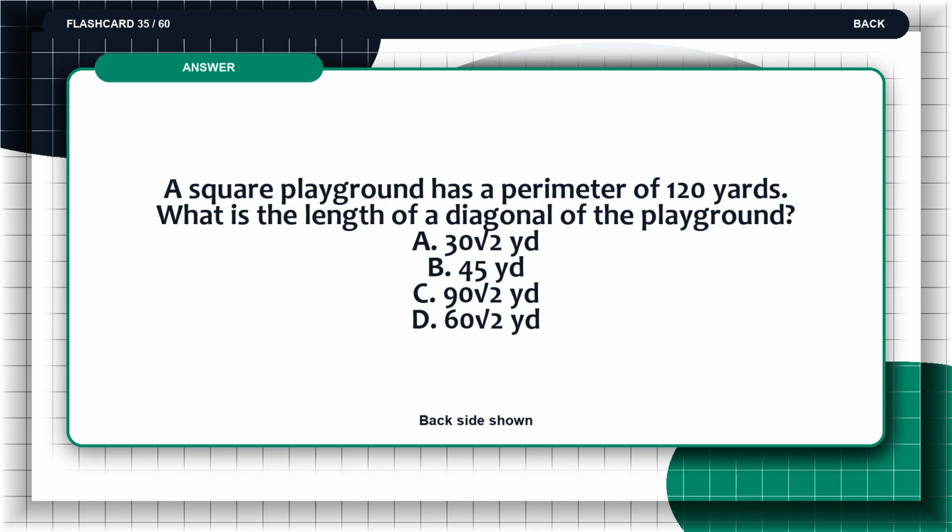The answer is: a square playground has a perimeter of 120 yards. What is the length of a diagonal of the playground? A: 30 root 2 yards. B: 45 yards. C: 90 root 2 yards. D: 60 root 2 yards.